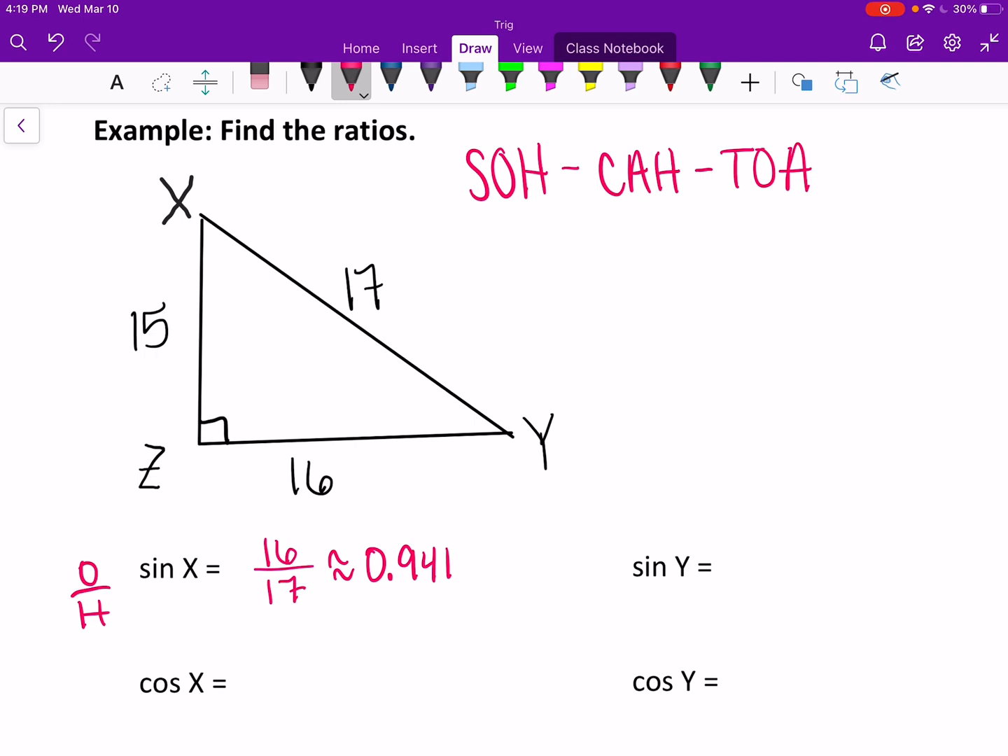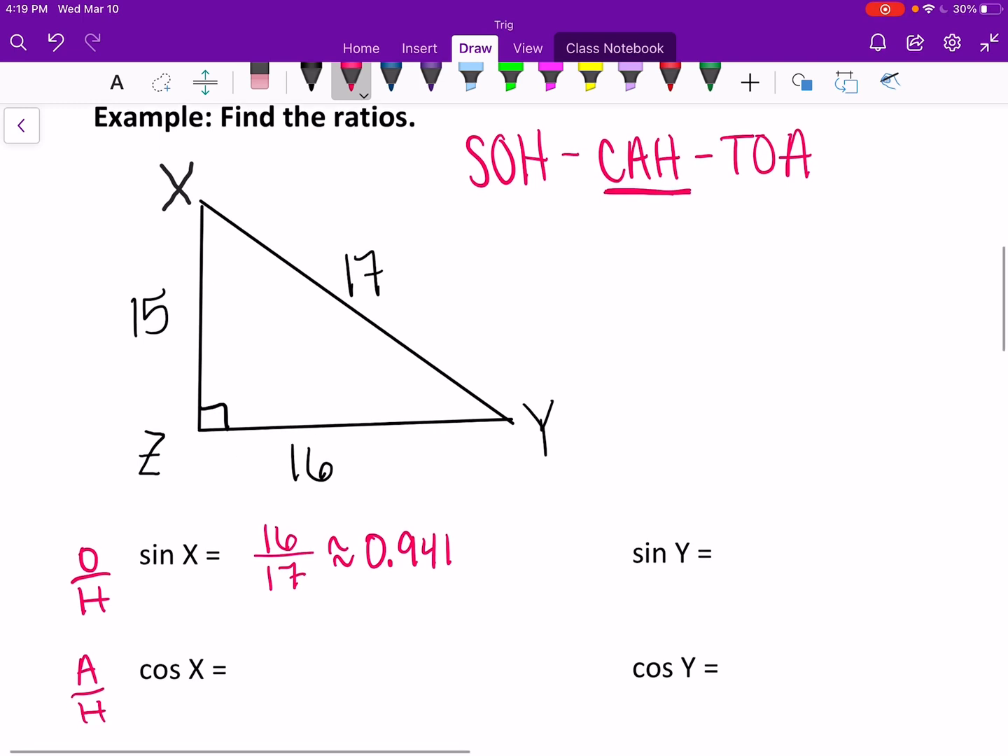Now let's find the cosine of angle x. So we're still talking about this angle up here. Cosine, if I look at my SOHCAHTOA, cosine is adjacent over hypotenuse. The side adjacent or next to x is 15. And our hypotenuse is 17. 15 divided by 17 gives us approximately 0.882.